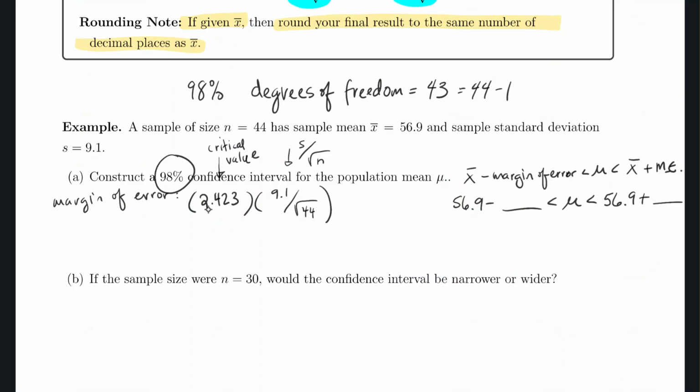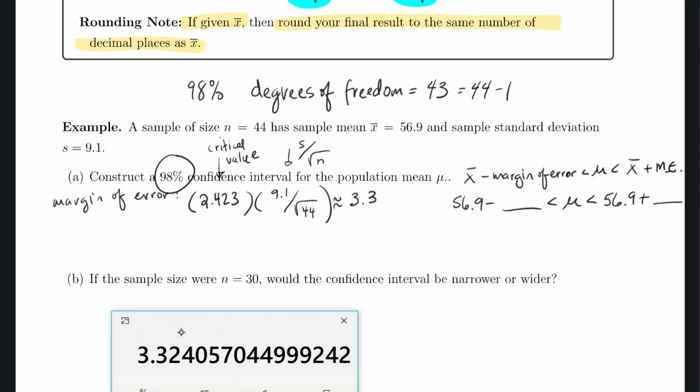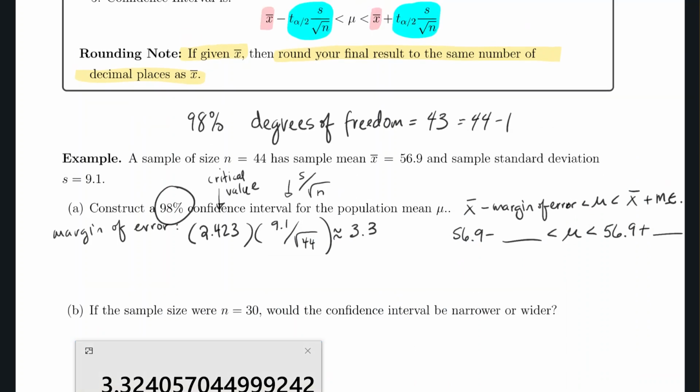So we take the critical value times the standard error, and when we round this to get our margin of error, it's going to be to 1 decimal place because that's how the mean was given. So when we calculate it, we get this value rounded to 1 decimal place will be 3.3. Now that is my margin of error. So we replace that in our confidence interval formula.